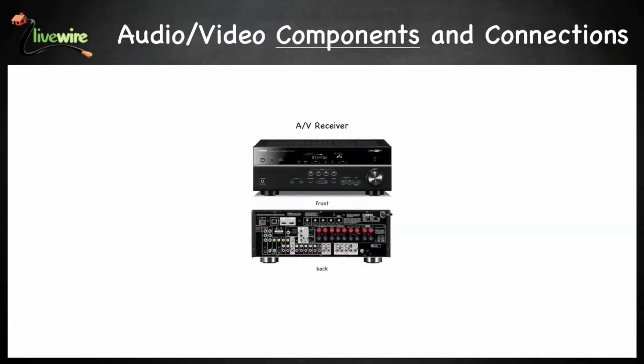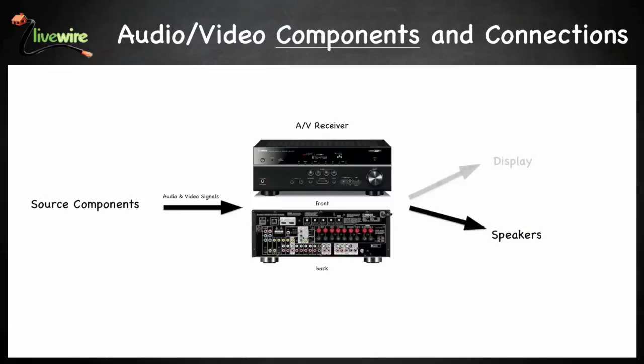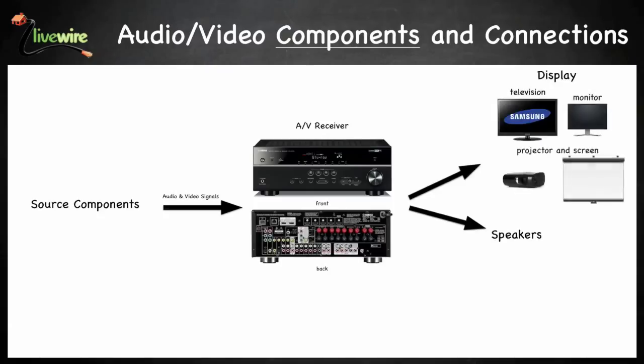The AV receiver receives audio and video signals from various source components and processes them to a speaker and a display. In other words, all of the audio and video from the various source components go through the AV receiver and onto the display or speakers. The display might be a television, a monitor, or a projector with screen.